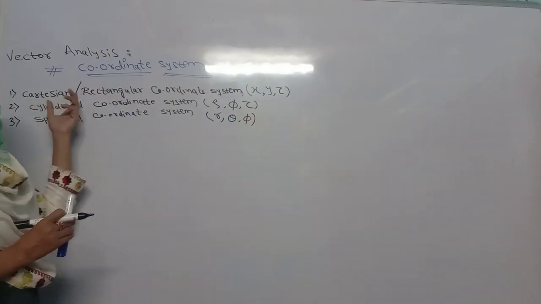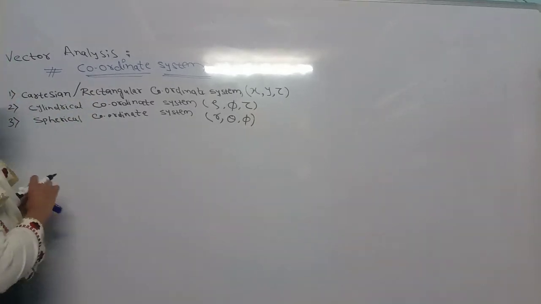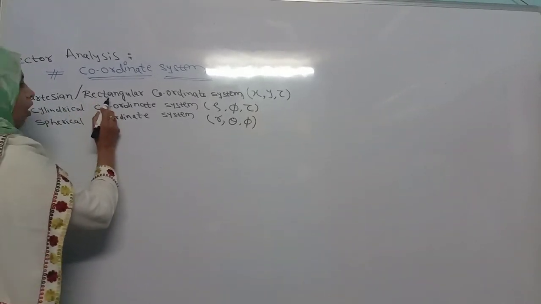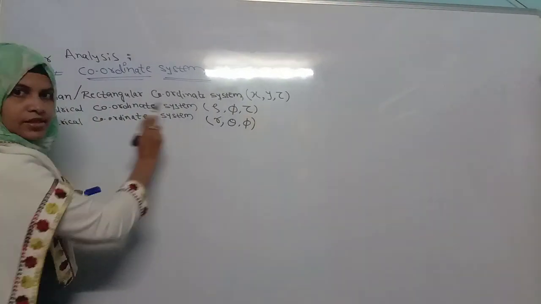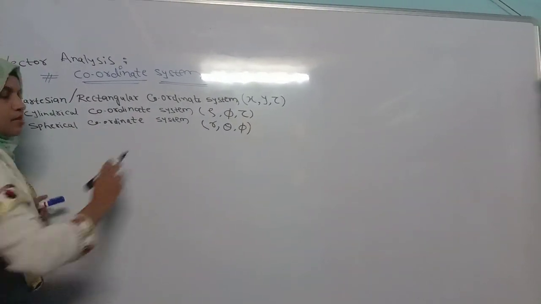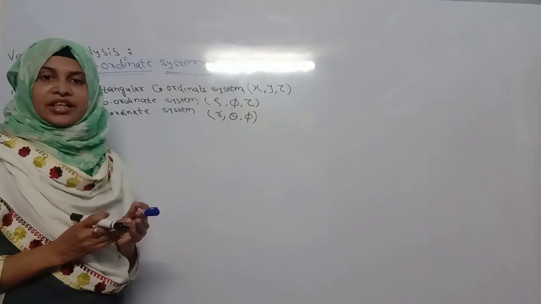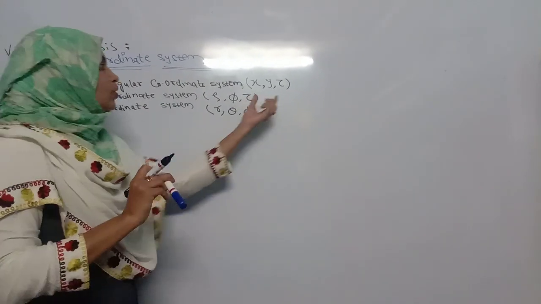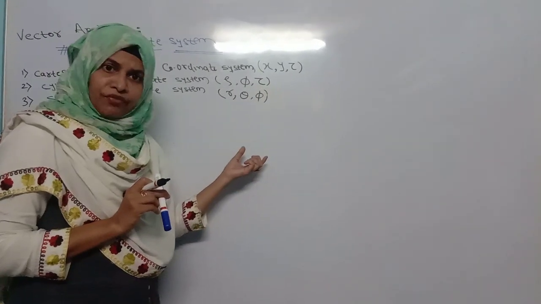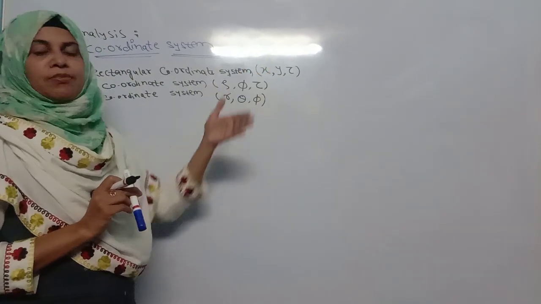Now, what is the classification? The first I mentioned here is the Cartesian or rectangular coordinate system. Second, the cylindrical coordinate system. Third is the spherical coordinate system. But how do we identify which is the cylindrical, which is the spherical, or which is the Cartesian coordinate system? By looking at these parameters, we can identify easily which method it is.